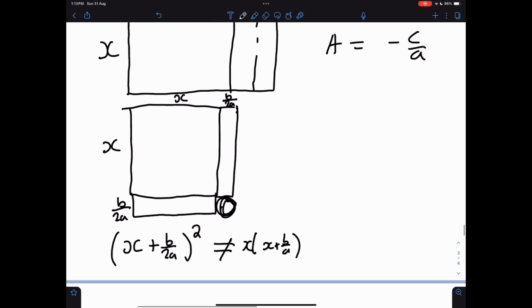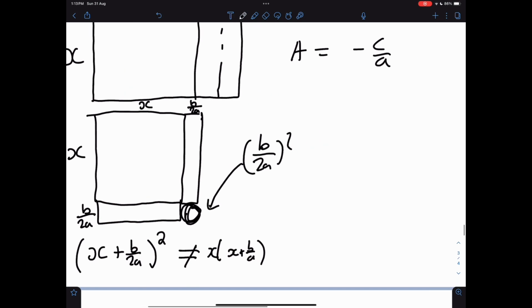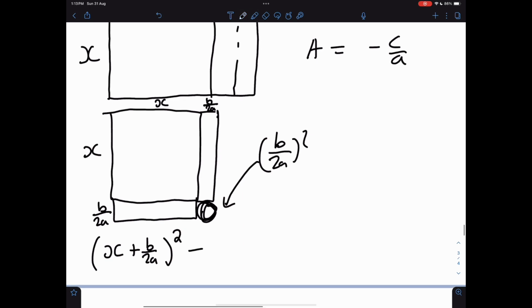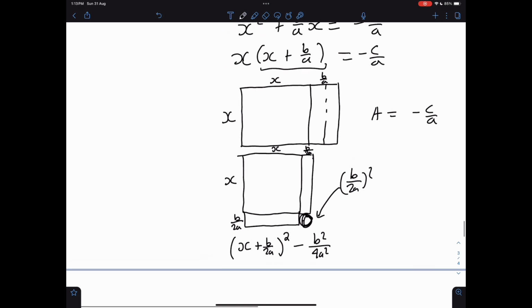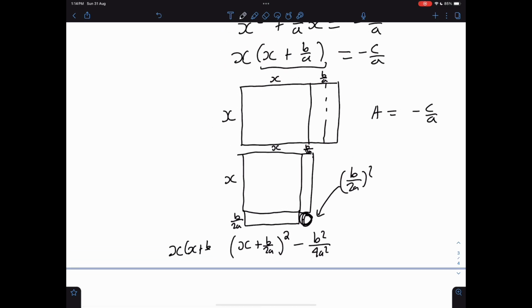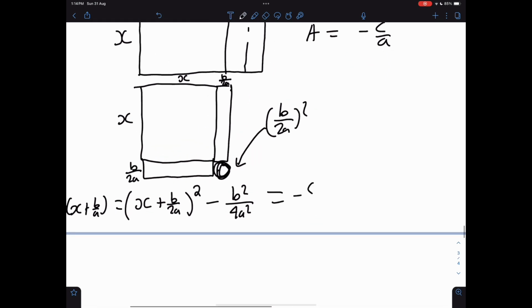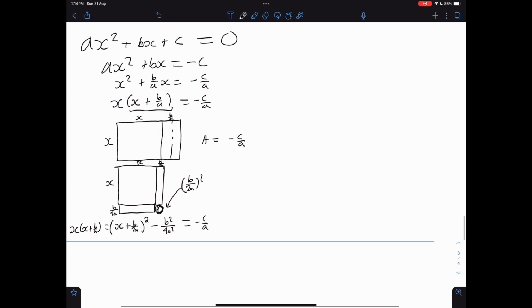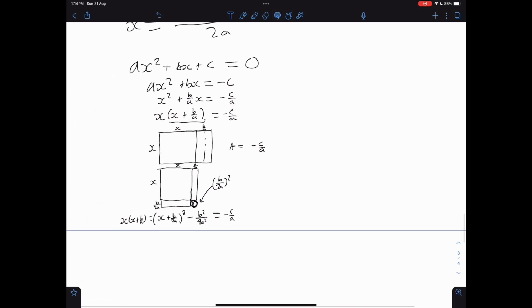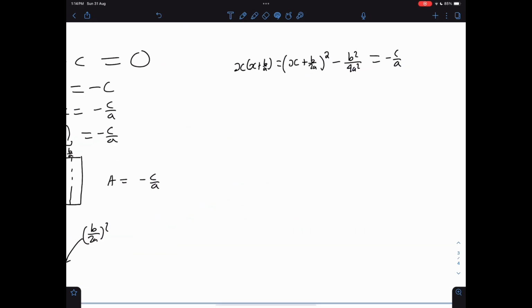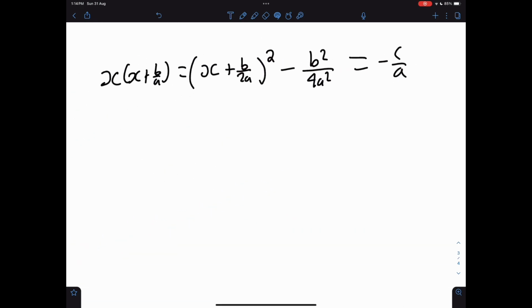And what's the area of that little square? It will be b over 2a squared, right? Which is why we'll have to subtract this. And we'll square it, b over 2a squared, like that. And now this is equal to minus c over a. And I'll just shift this up here and we can finish our work. That's a visual way of seeing why it's called completing the square and how that works.